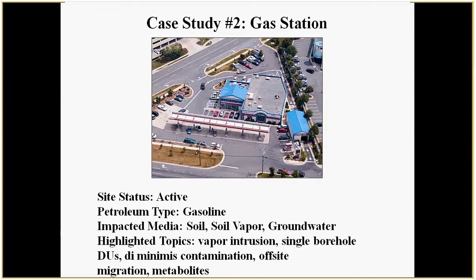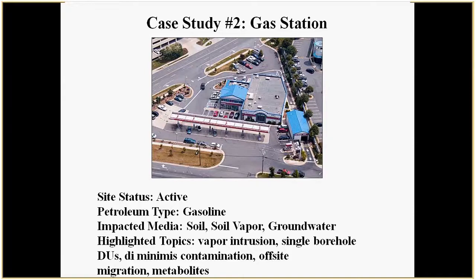So case study number 2, gas stations, and by numbers, this is the most common type of petroleum contaminated site we deal with on a day-to-day basis by far. In this example, it was an active gas station. Petroleum type, we'll just say gasoline, impacted media, soil vapor, groundwater.